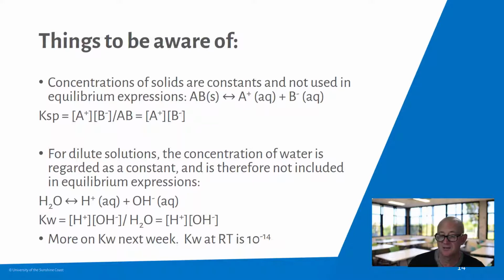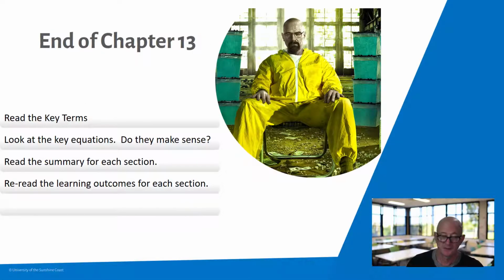I'm giving you a heads up about this because we're going to use it next week, so just be aware of that. The equilibrium constant for that reaction at room temperature, which we take to be 25 degrees Celsius, is 10 to the minus 14. Okay, so that's the end of chapter 13. You should be good to go.